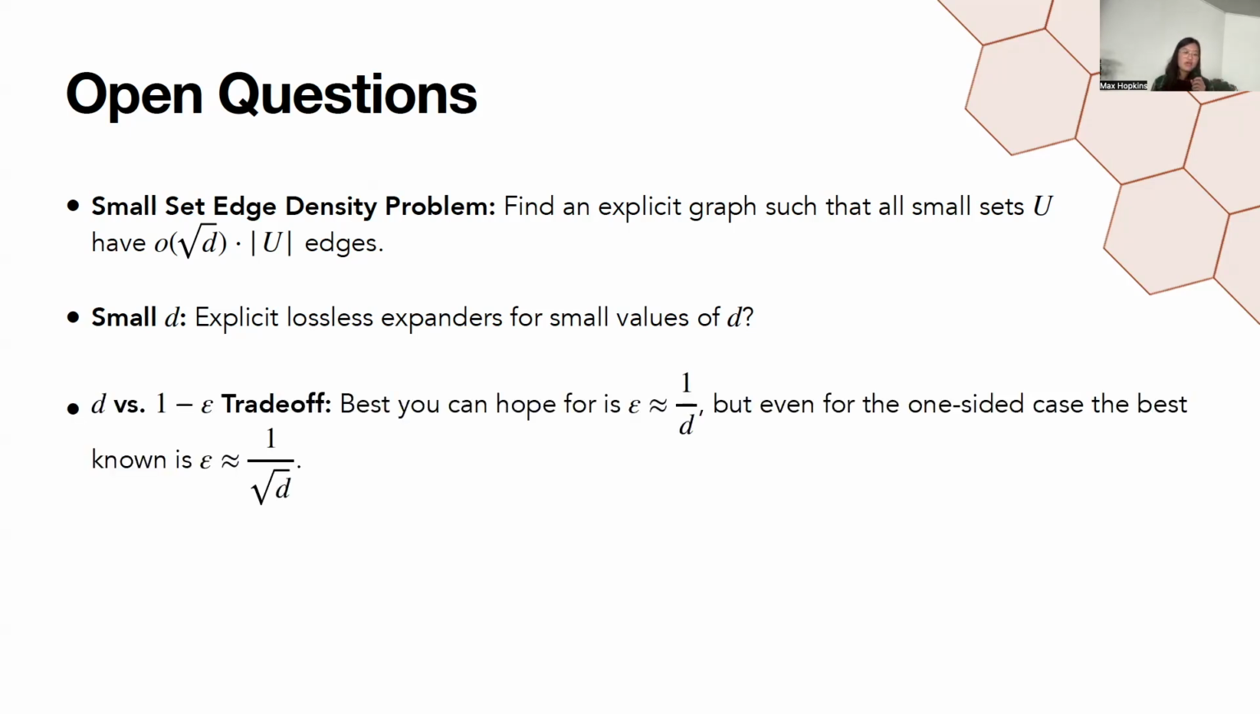And then another question is, what about the D versus lossless trade-off? So the best we can hope for random graphs is epsilon about 1 over D. But even in the one-sided case, which is the easiest, which we've known for 20 years now, the best we know is epsilon is 1 over root D. So it'd be really nice to beat that and get closer to 1 over D.